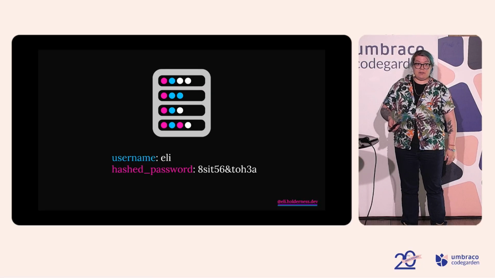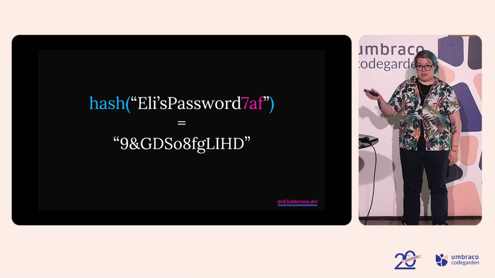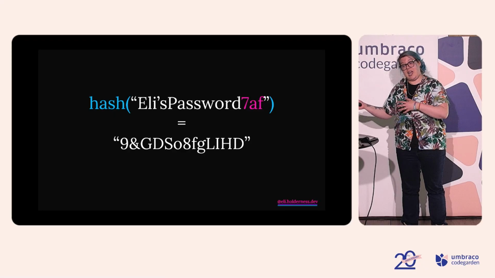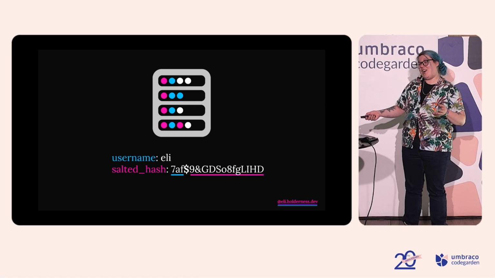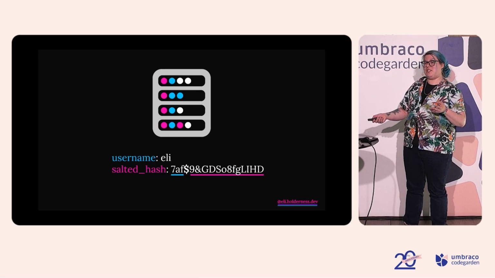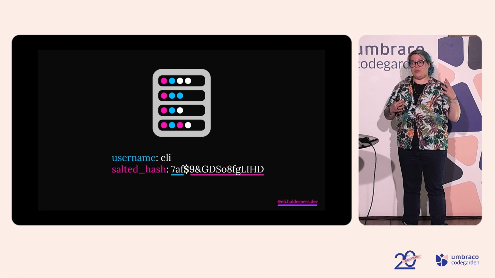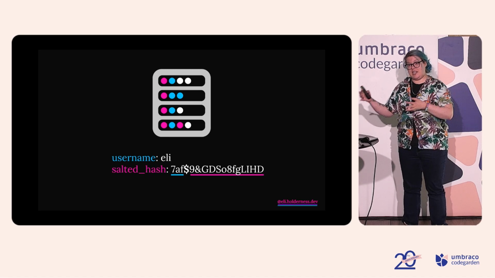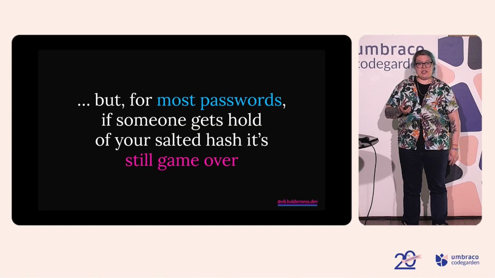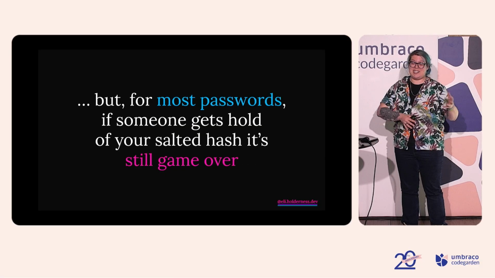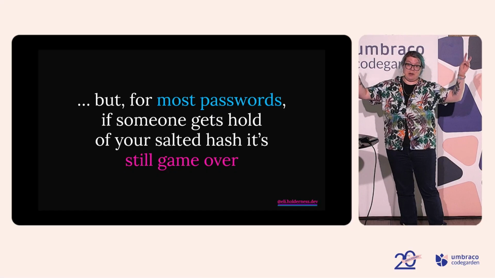So another level of obfuscation here is we use something called salts, where you append some random data to a password before it gets passed into the hash function, and you store that, usually not alongside the salted hash, but somewhere else in your system. And this is another level of indirection that makes it harder for people to crack passwords given a database breach. But what ends up happening is that if somebody does get hold of your salted hash, it's still game over, especially if you have used something like Eli's password.